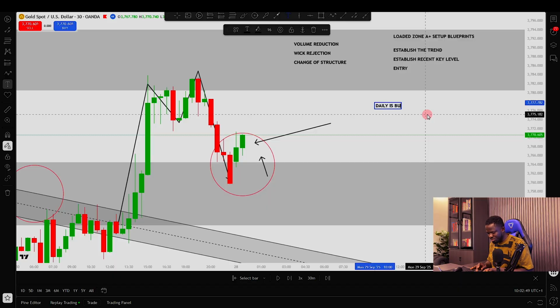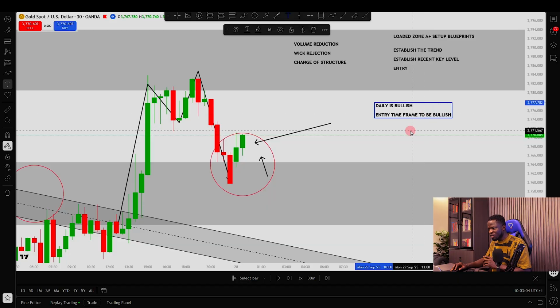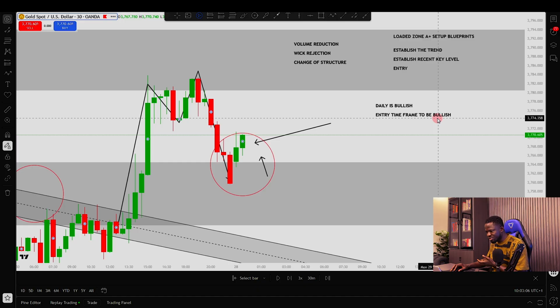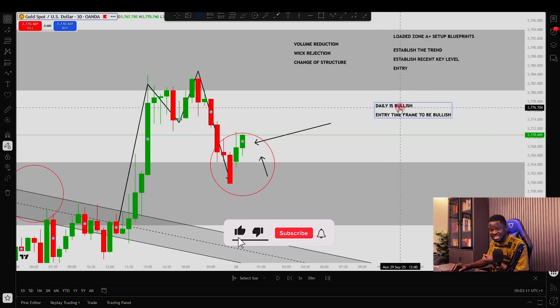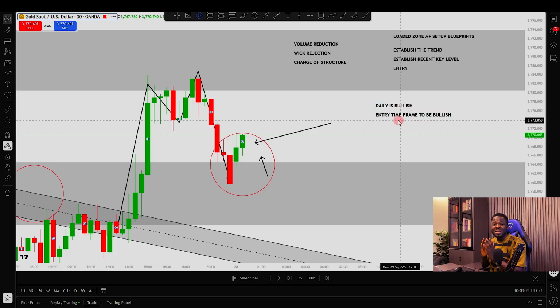And we don't want to buy right now because our rules say if daily is bullish, then we must wait for our entry time frame to be bullish as well. So if our entry time frame is bearish against the bullish sentiment on the daily time frame, we are not going to execute until the price action on the 30-minute time frame changes the structure back to bullish structure to align with the sentiment on the daily time frame.